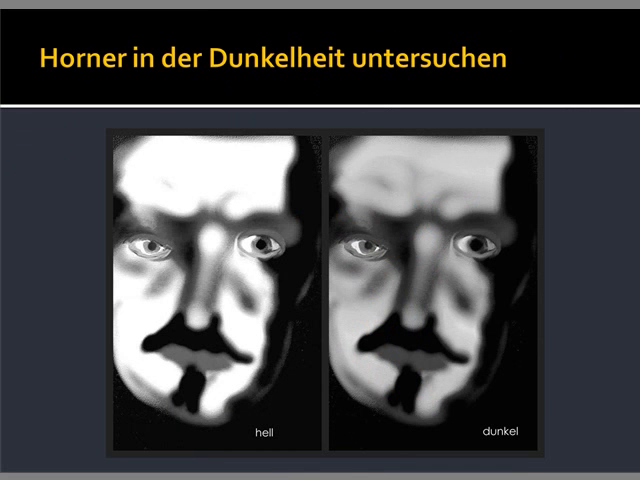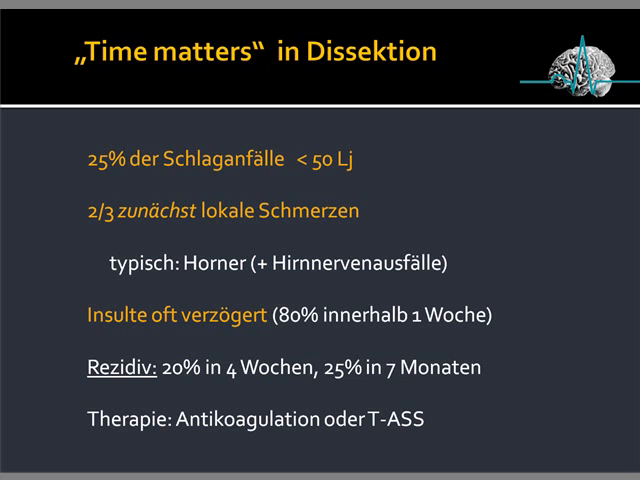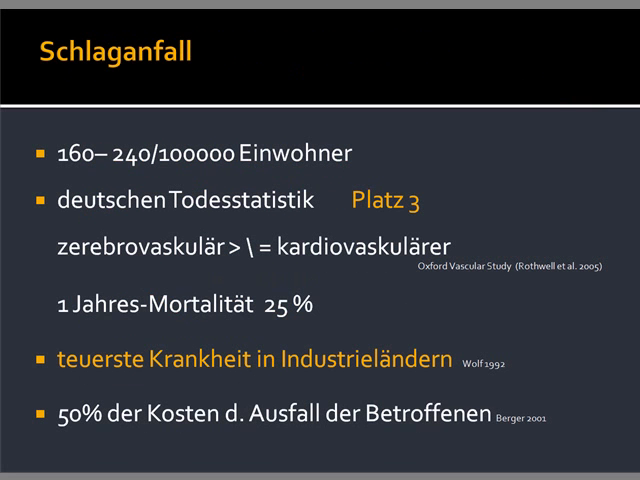But if you're not sure, you should turn off the light, and then the Horner becomes more pronounced, because now the healthy pupil dilates, and you see the differences much more pronounced than in a bright room. And it really matters, because it's very common in young people, and it starts with local pain first, typical with the Horner syndrome, and stroke follows much later within the next 7 to 10 days. Stroke has a very high mortality, and it's one of the most expensive disorders in industrial countries.